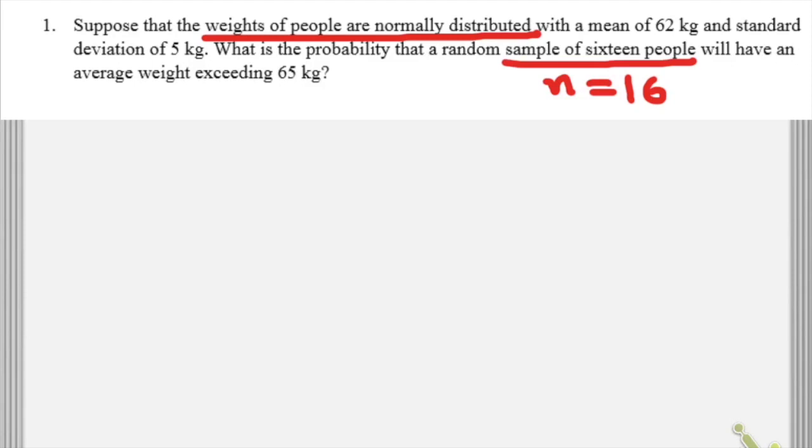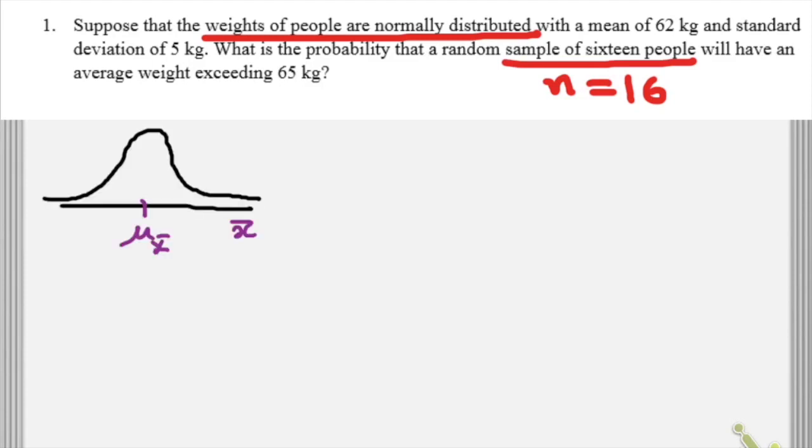And we know that the distribution of means of samples of size 16 will also be normal, according to the Central Limit Theorem. Okay? So, since we know that the distribution of means is normal, the picture looks like this. We have a mean of 62 kilograms, and the sample mean we are looking for has to be at least 65 kg. So 65 kg is over there, and to the right of 65 kg is what we are looking for. We want the area to the right of 65 kg. So we want the probability that the sample mean is greater than 65 kg.